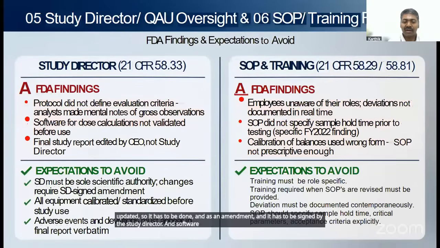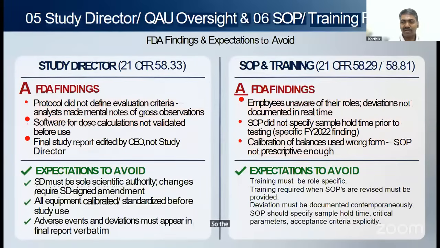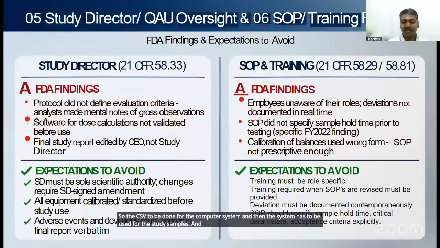And software calculations are not validated before use. The CSV has not been performed before using the systems. All the equipment should be calibrated and standardized before using it for the study. If it is a computerized system with software, then computer system validation has to be performed to ensure that the calculations, whatever we get as output from the software, are right. The CSV has to be done for the computer system, and then the system can be used for study samples. And the final study report, based upon the sponsor: changing the report without notice of the study director is also an FDA point.